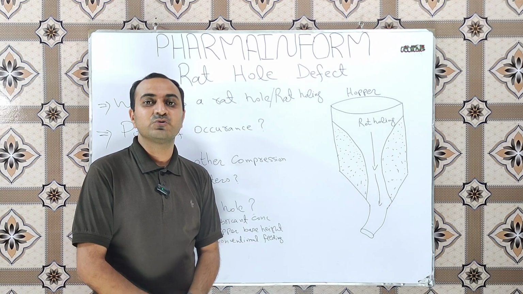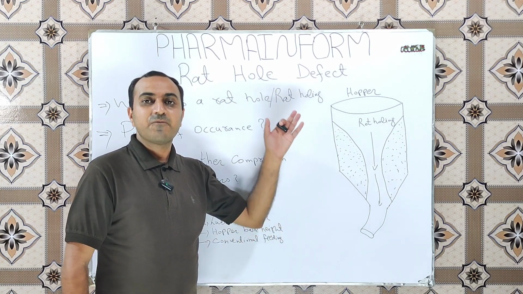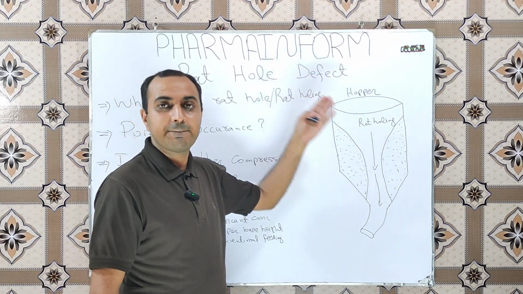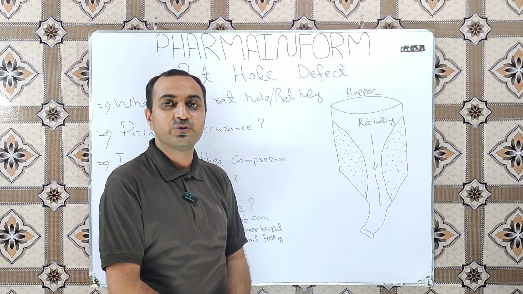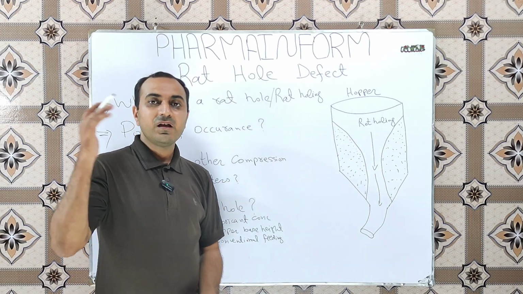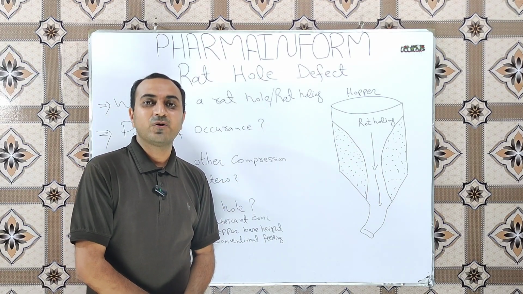Next one is the use of the conventional feeding system. Meaning if we are using the conventional hoppers for the feeding of granules or powders, it will result in the rat holing. How can we prevent the rat holing?